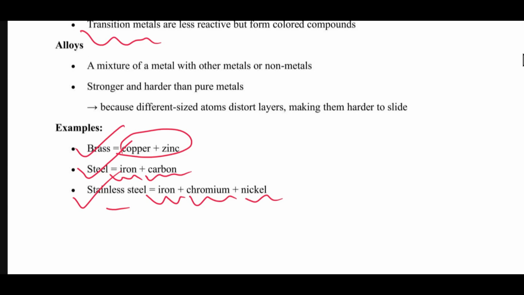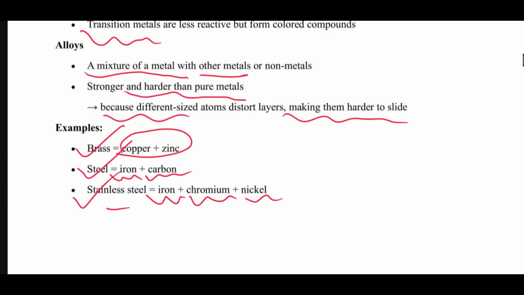So let's see now what alloys are. Alloys are stronger and harder than pure metals, and an alloy is a mixture of a metal with other metals or non-metals. So sometimes it can also be a non-metal. So why do they become harder and less malleable? The reason is that now they have different sizes of atoms together in a layer. So it is very difficult for a layer to slide over another due to the different sizes of the atoms present in the same layer. When they cannot slide over each other, the malleability will decrease. That's why alloys are less malleable compared to their pure metals.